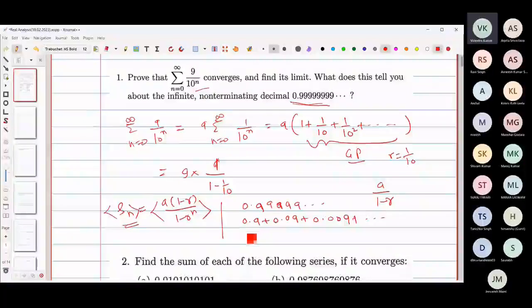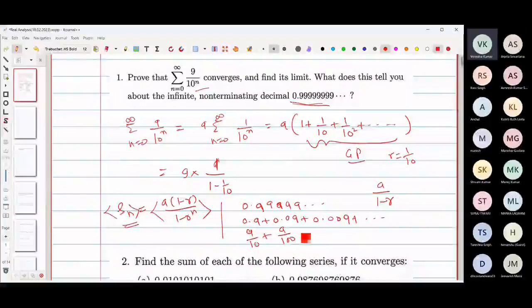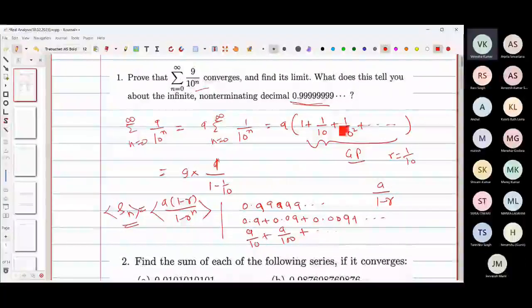So you can write this term as 9 by 10, and then 9 by 100, where 100 you can write as 10 to the power 2, plus dot dot dot and so on. Fine. So this is the series you are going to get. You can write the summation of 9 upon 10 to the power n, where n starts from 1 to infinity. So you can find the sum in a similar way, and this sum would be like this.